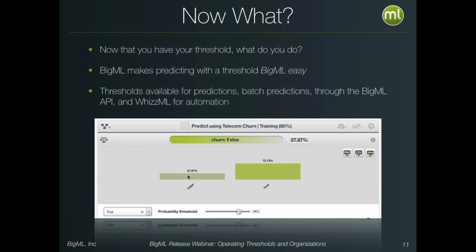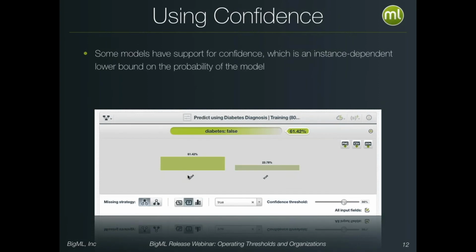to set that threshold. Moreover, if you are using one of the models that has support for confidence, which is basically depending on the instance you get, the model might be more or less confident in its predictions based on essentially the amount of data that you have that looks like the point that you got. So if the model supports confidence, you can threshold based on that as well.